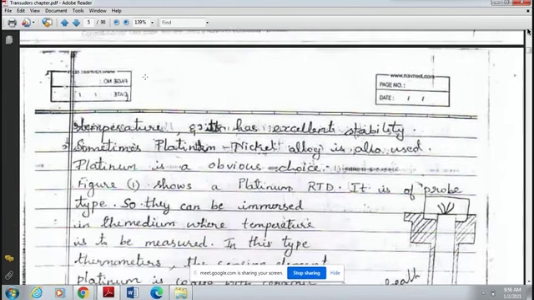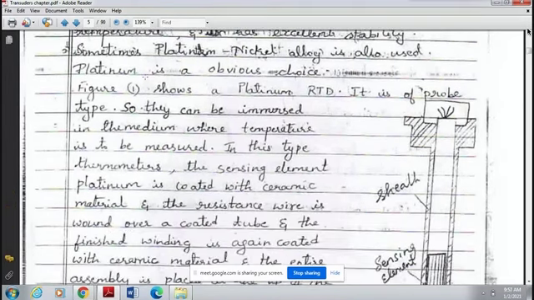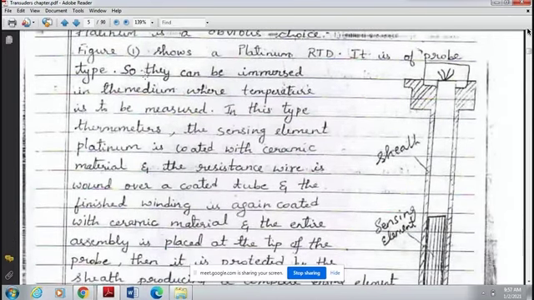So now let us look into the construction of this RTD, that is the resistance temperature detector. This is the diagram for that resistance temperature detector. Here you can see.